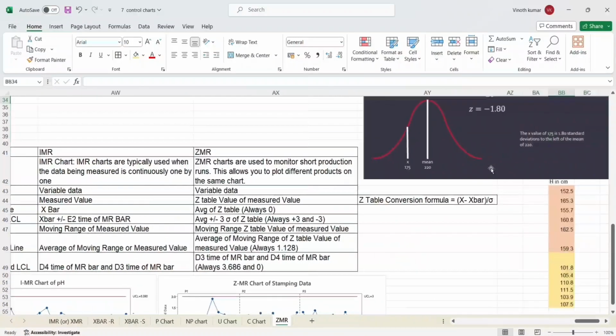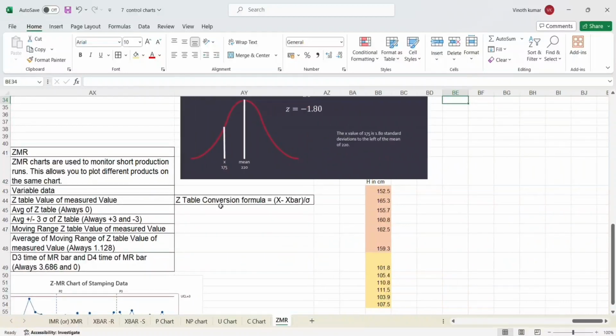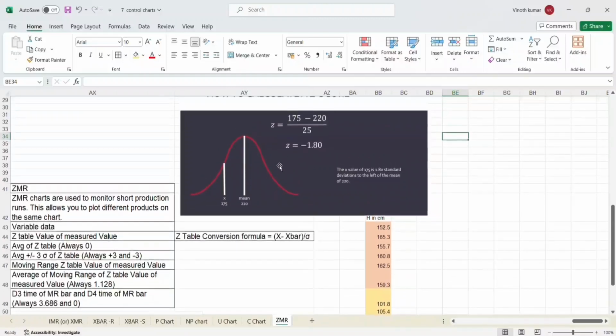Let me go to the formula again. Z conversion formula is absolute value, which is X, minus X bar, divided by standard deviation of the value. So what are we doing here? In this example, the average of the value is 220. The value for which we want to find the z score is 175.